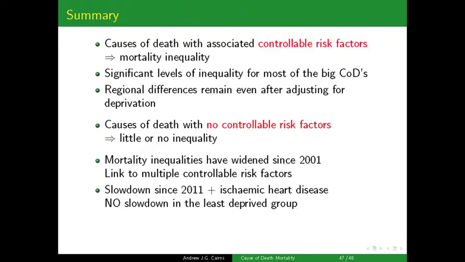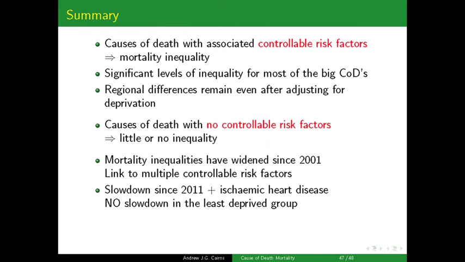Right, so just to summarize causes of death, the key takeaway here is about controllable risk factors, because it's the controllable risk factors that result in mortality inequality. And we see statistically significant levels of inequality for most of the big causes of death. Regional differences remain after you've adjusted for deprivation differences.